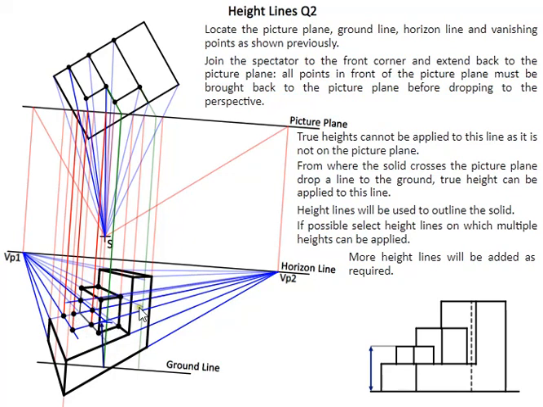That means we can extend out from our vanishing point and finish our perspective. And that's basically using height lines, extending them in the plan onto the picture plane.